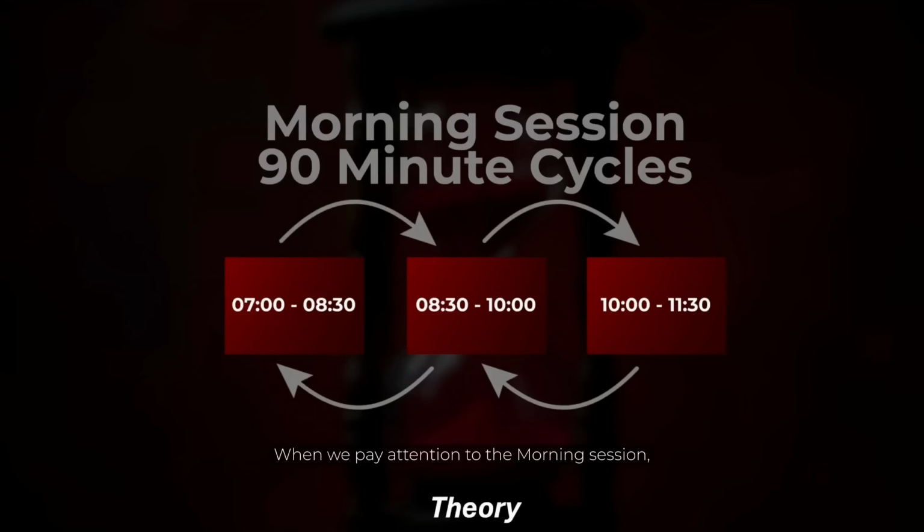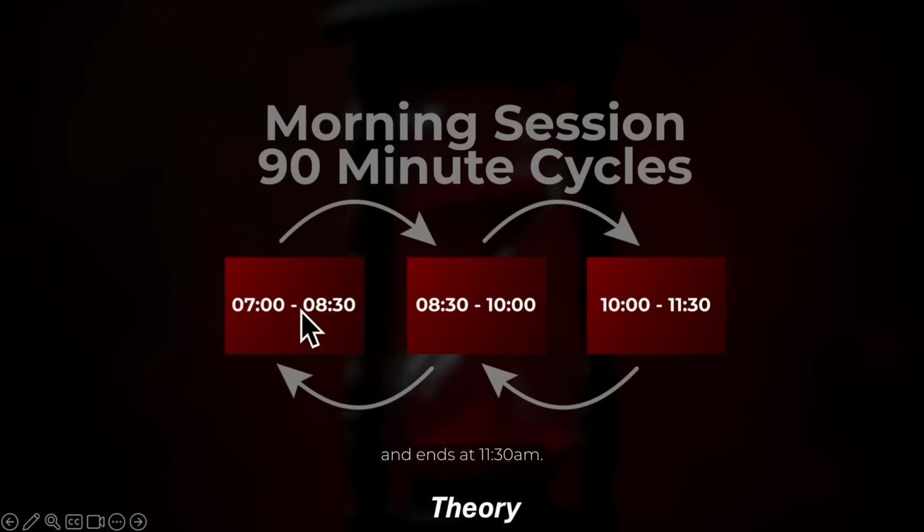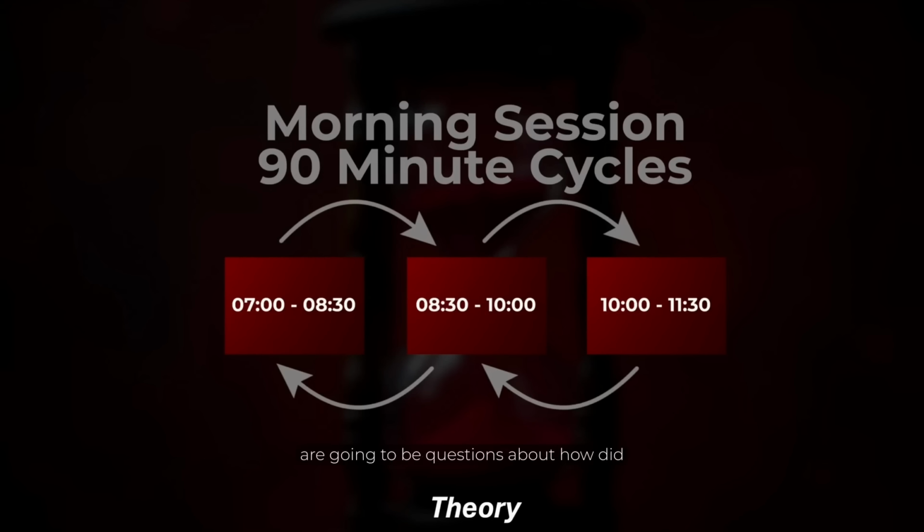When we pay attention to the morning session and its respective 90-minute cycles, what you can see is that the morning session begins at 7 a.m. and ends at 11:30 a.m. Notice that within this window of time, we can find 3 90-minute cycles. Now, I already know that there are going to be questions about how I came up with these 90-minute cycles. How did you figure it out? How did you know what these cycles were?